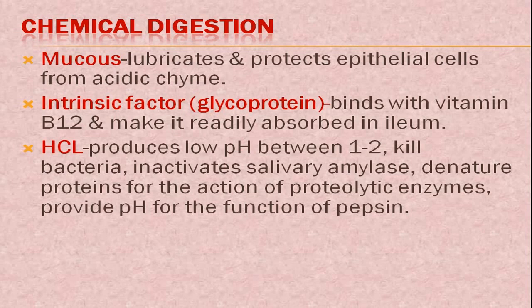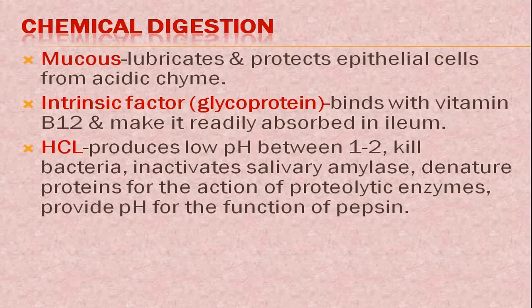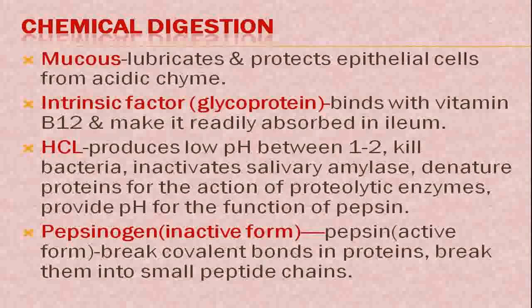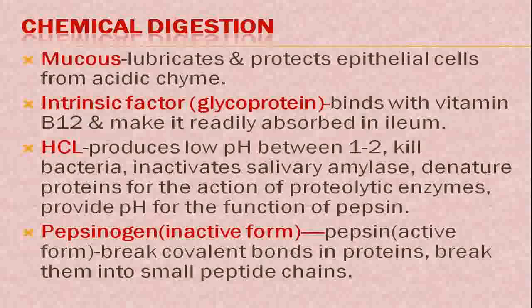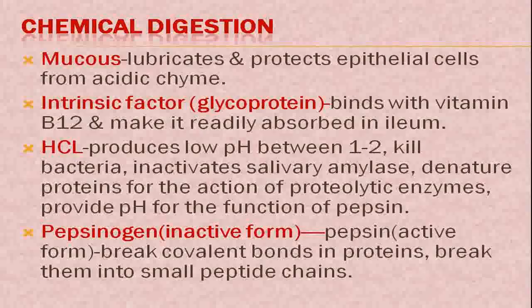Low pH or HCl also denatures the protein. Denature means destroy the structure of the protein, so that proteolytic enzymes, that is protein digesting enzymes, can easily break large protein molecules into small peptide chains, and also provides a pH for the functioning of pepsin. Pepsin requires low pH for its function. Pepsinogen is an enzyme which is a part of the gastric juice. Pepsinogen is an inactive form which is converted into active form, that is pepsin, with the help of HCl that breaks the covalent bond in proteins and breaks large protein molecules into small peptide chains.